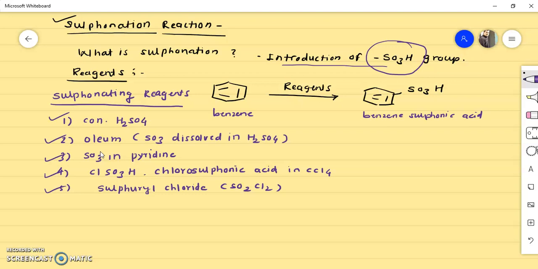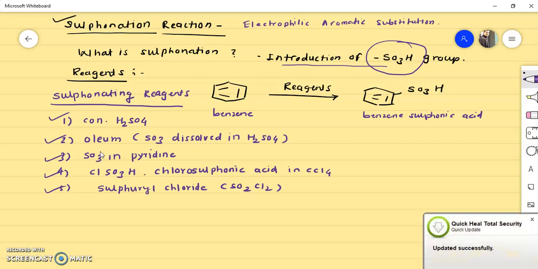But if the benzene is mono-substituted, then depending upon the group attached to the benzene, whether it is ortho-para-directing or meta-directing, the SO3H group will come at the corresponding position. Just remember that sulfonation of an aromatic system using any one of these sulfonating reagents is a sulfonation reaction, and it is an electrophilic aromatic substitution reaction.